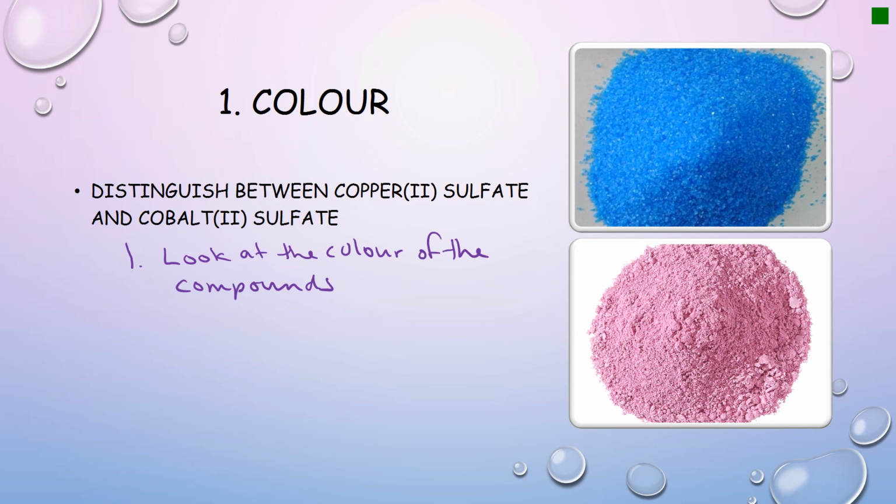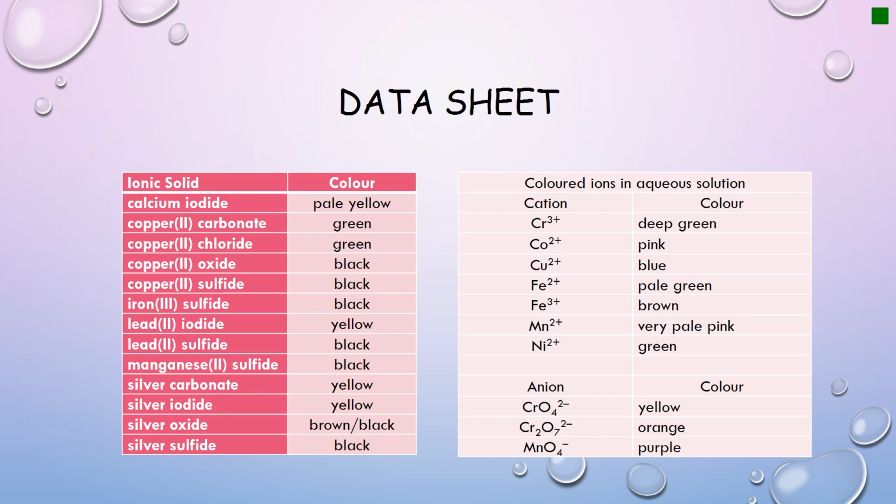So I now have to go to my data sheet to look at which one could possibly be which. Now that I've got my data sheet out, I'm looking up copper sulfate and cobalt sulfate. First of all, I always check the exception rules, and I can see here that there is no exception for copper sulfate or cobalt sulfate. So now I go to the colours of the ions. I can see that cobalt ions are pink and that copper ions are blue. So from this, I can pretty much guess which compound is which.